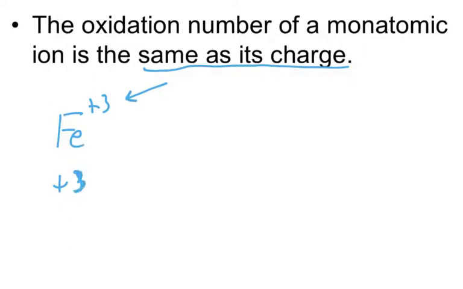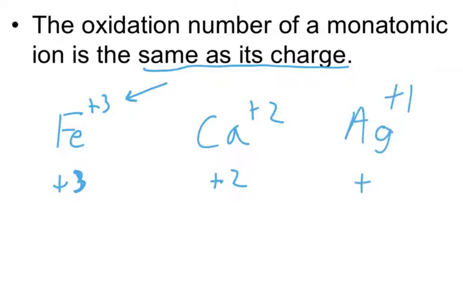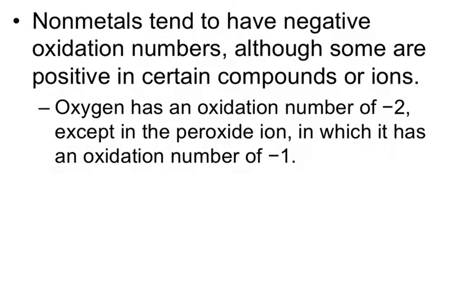Okay, let's do another one here. Let's say you had calcium +2. So this one, the oxidation number is +2. Or silver +1. Again, the oxidation number is +1. So a monoatomic ion, which is just an element that is charged, the oxidation number will be equal to that charge. Now, let's look at other scenarios. Nonmetals usually have negative oxidation numbers, but you will see some examples in a bit where it can be a positive number.